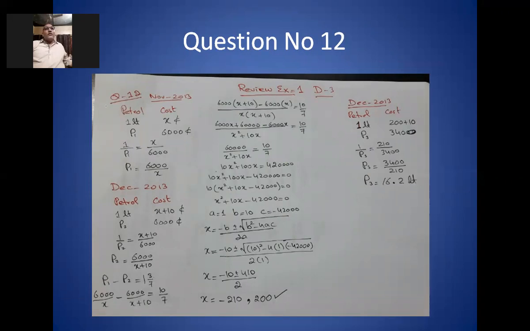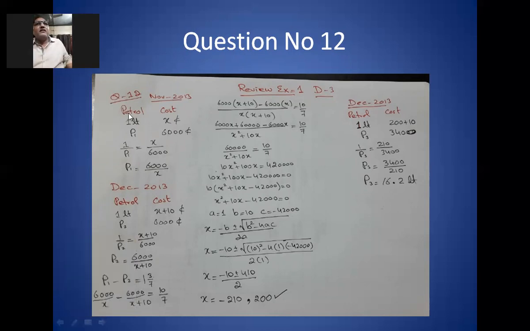In November 2013, the price of petrol was X cents per liter. Write down an expression in terms of X for the number of liters of petrol that could be bought with $60 in November 2013. So here you can see I have done that.